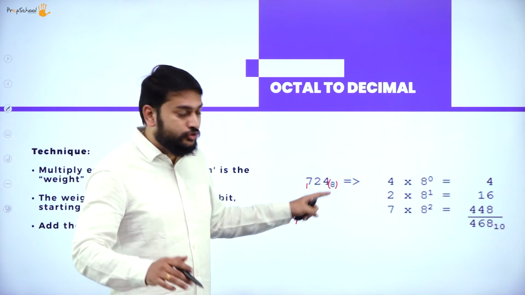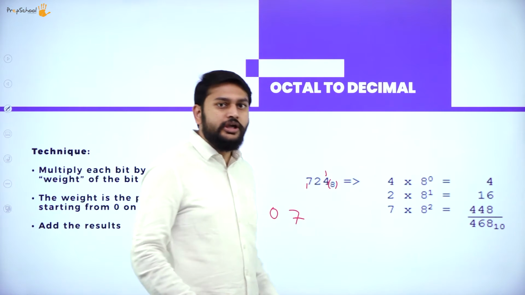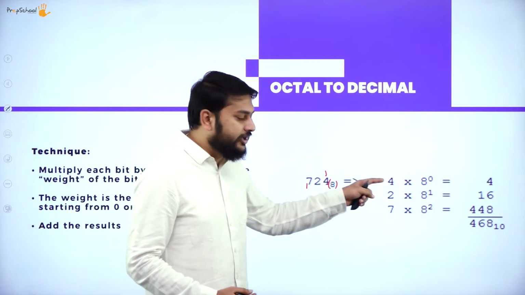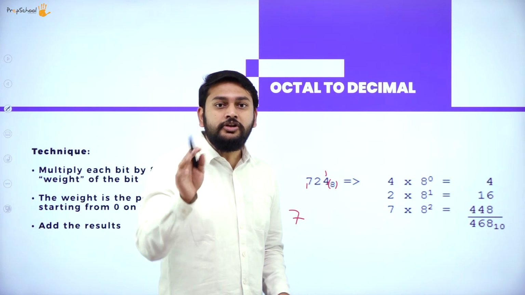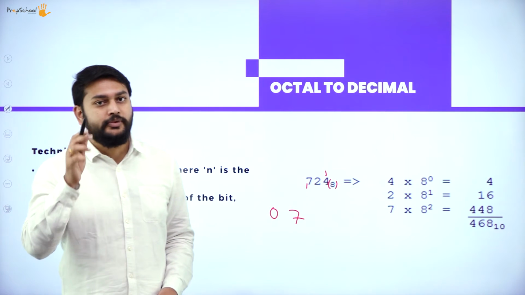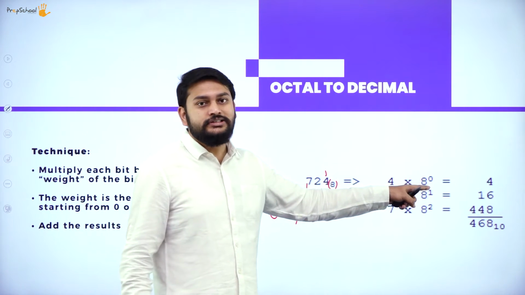First I have to take this number. In binary also we started from the right side, right? So I have taken 4 into 8 to the power of 0. Always start from 8 to the power of 0. Please remember that. 8 to the power of 0 is 1.